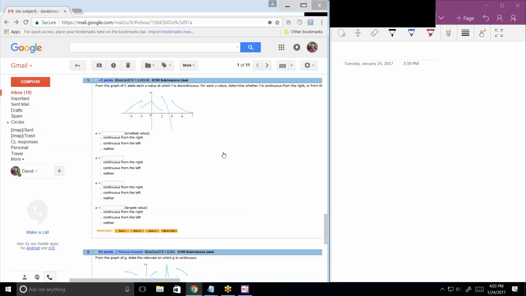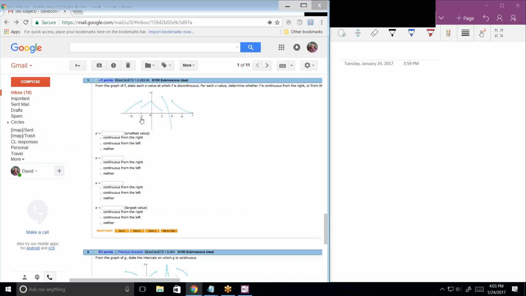I'm just reading the title. Okay. State each x value at which f is continuous. So what's the first one, starting from the left? Is it -4? No, it's actually continuous at -4. Notice that I can draw right through -4 without lifting my pencil. I don't have to lift my pencil until I get to -2.